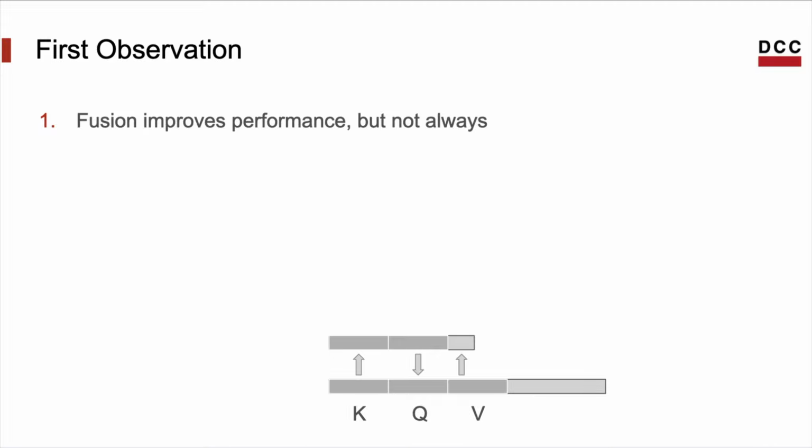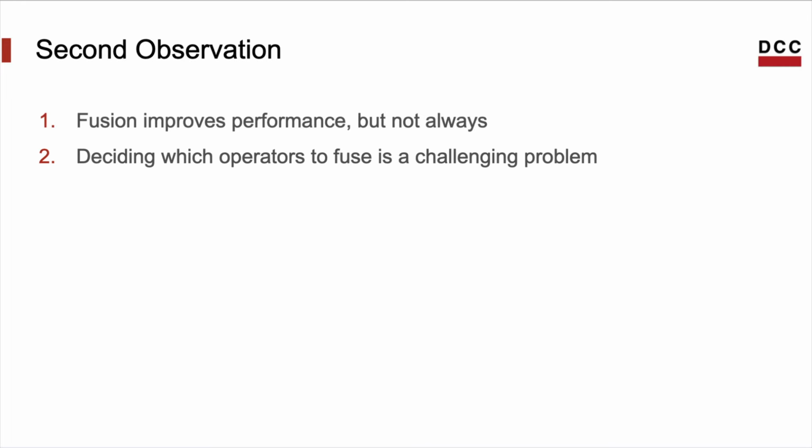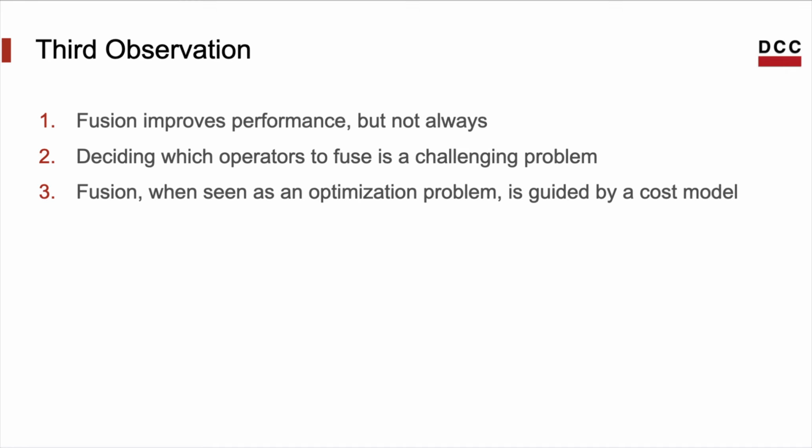So that brings us to our first observation about fusion. This transformation usually improves performance for reasons that I will explain soon, but improvement does not happen always. We might have regressions too. And deciding which operators to fuse is a challenging problem. Sometimes by fusing some operations together, we forgo the possibility of fusing others. This last fact brings us to our third and final observation.